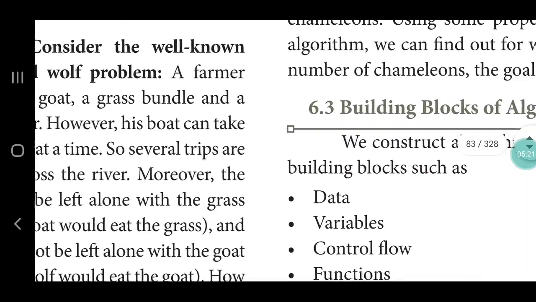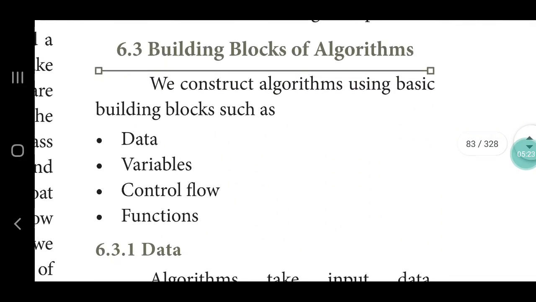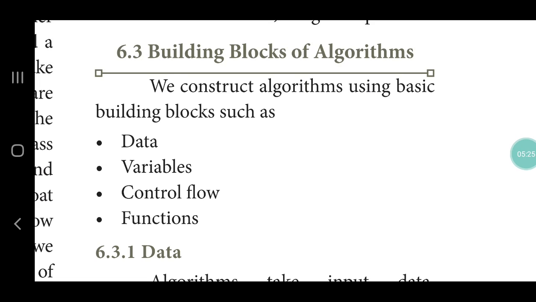Let us see the building blocks of an algorithm. There are 4 building blocks of an algorithm, that is data, variables, control flow and functions. Data means for each and every process we need data. Like that, in an algorithm, we need input data to process. Then only we will get the output data.